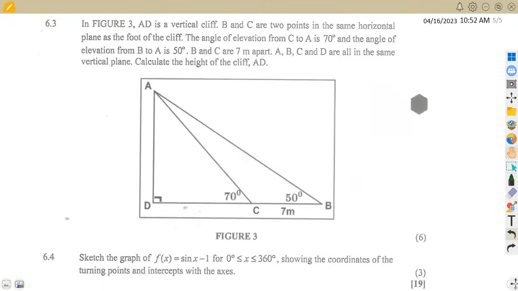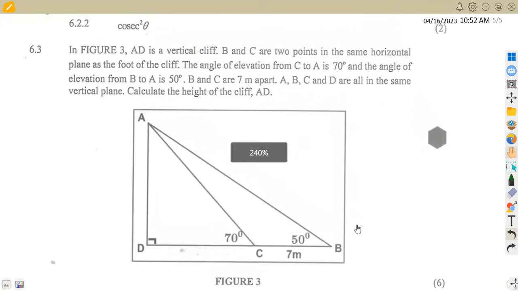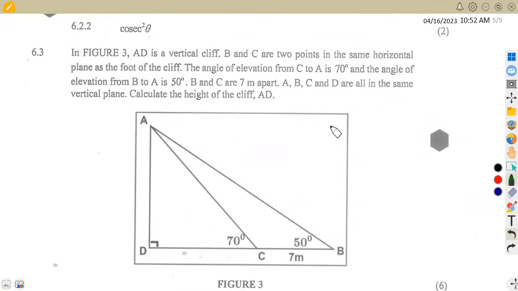6.3, we are now given 2 triangles. In this case, a single triangle that has another triangle inside. So in this figure that you are given, we have points B and C that are on the same horizontal plane as the foot of the cliff. So we have these points B and C 7 meters apart. Then an angle of 70 degrees, and the angle of elevation from B is 50 degrees. And BC is 7 meters apart. Then calculate the height of the cliff AD. So the question is to calculate this height A to D.